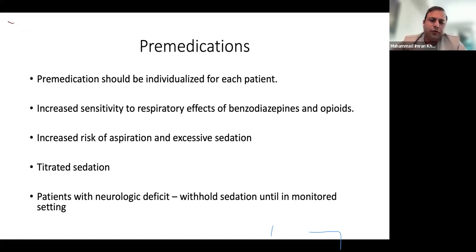So, for example, if somebody has some kind of cranial nerve deficit and is already having some laryngeal deficit, and then on top of that, if you are already giving them sedation, that would increase the risk of loss of airway. And so you would only give them sedation once they are in the OR and they are in a controlled setting where, if needed, the airway can be secured quickly.